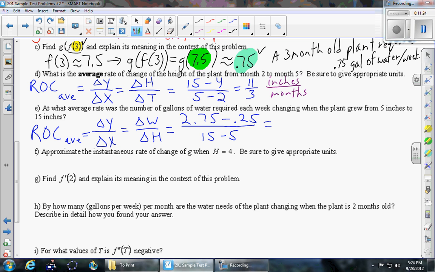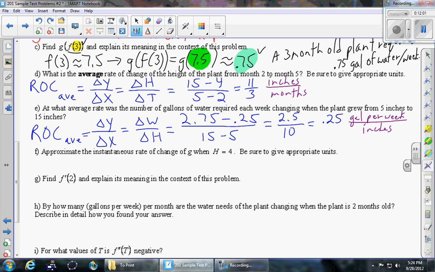So let's clean this up. Upstairs we get 2.5. Downstairs 10. Simplify that to 0.25. And again, I think we're supposed to include units. I didn't write them in, but pause the video here if you haven't written the units down and think about what the units are. So in this case, the units are W units over H units. So the W units are gallons of water per week over the H units, which are inches.